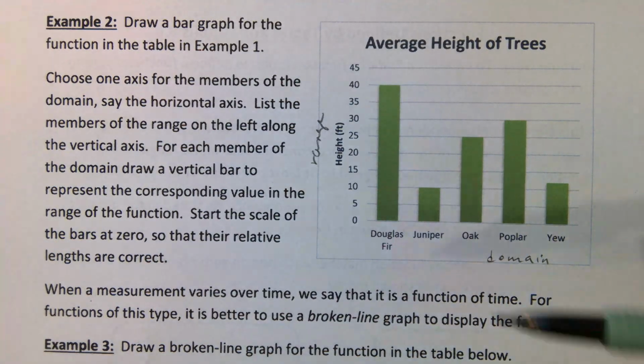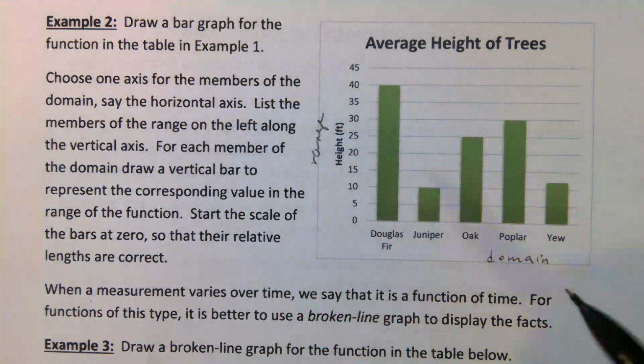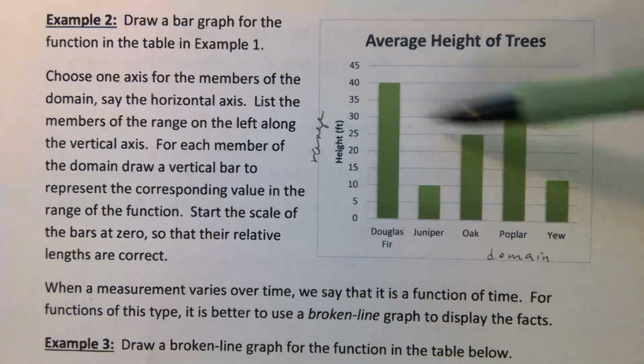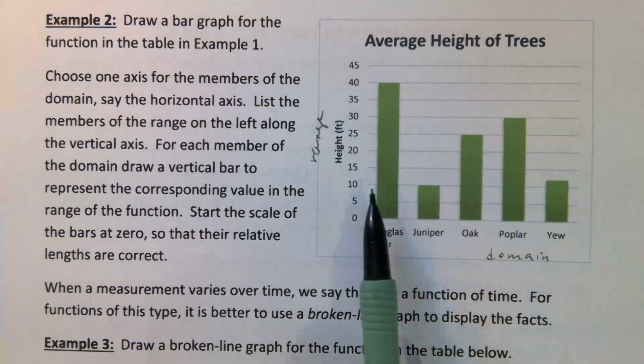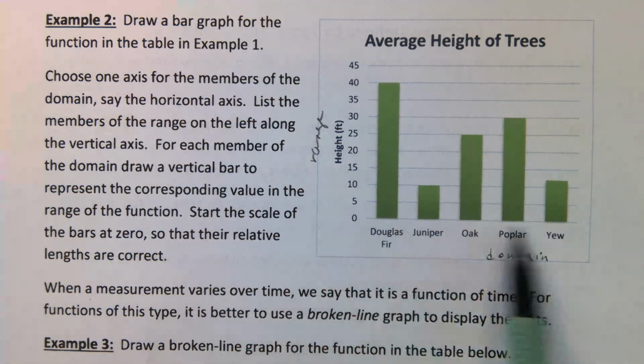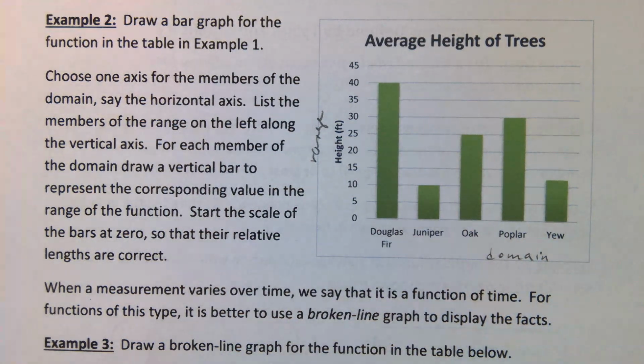I listed the members of the range on the left in numerical order. I did the domain at the bottom. I started my scale at 0, so that relative to each other it would make sense. If I started it at 5, then we'd say, wow, these are really short trees. So you can see they're not quite as short as they thought. So you guys know how to make bar graphs.